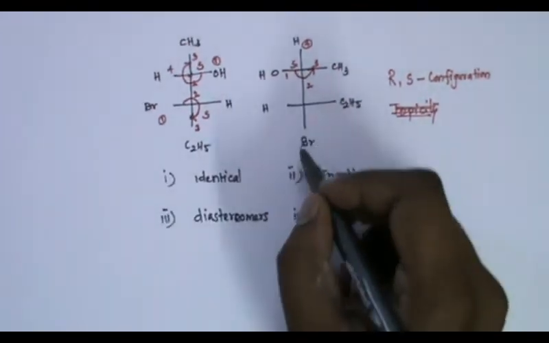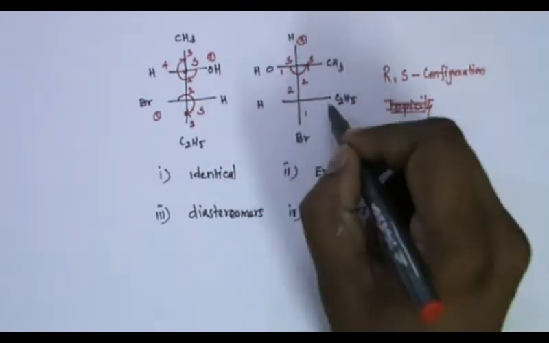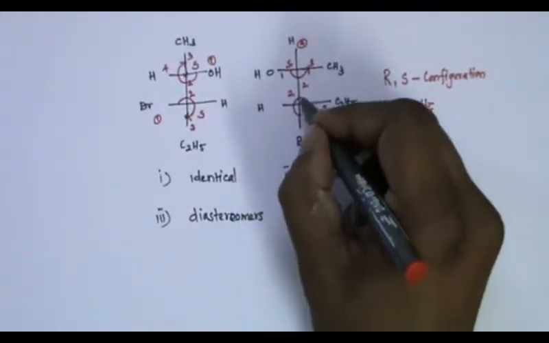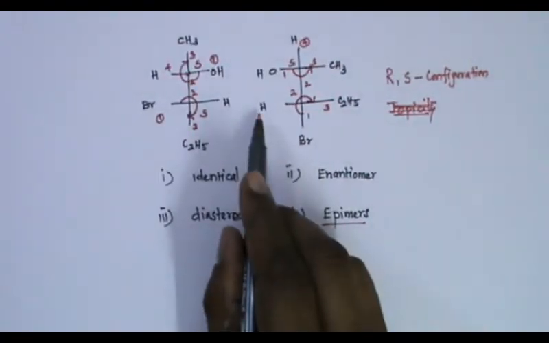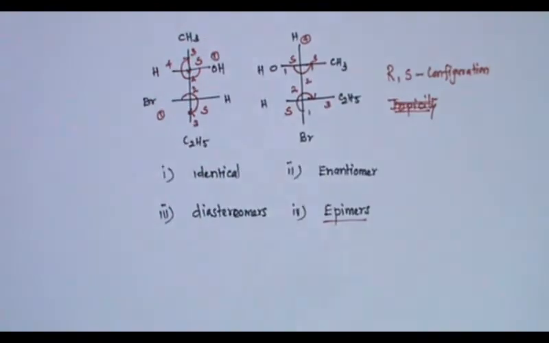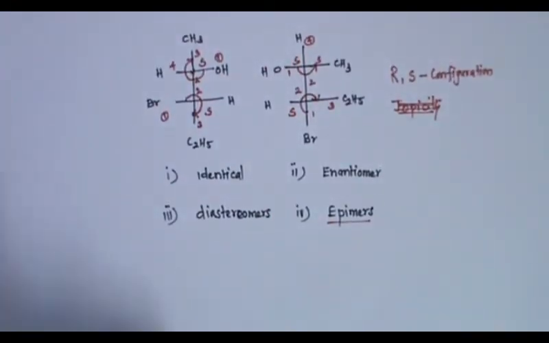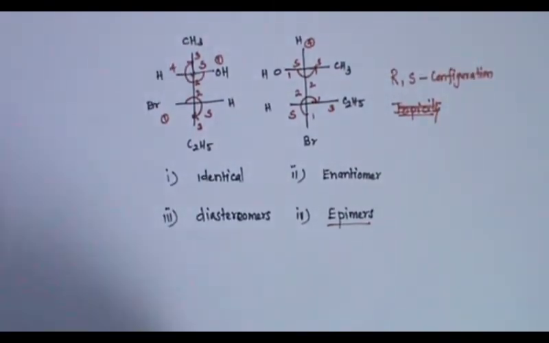I go for this. Br gets higher priority. The second one goes here. Third one goes for C2H5. Fourth one hydrogen. It is basically R. But the least priority is in the horizontal line, so I have to invert that. So all the chiral centers are S. The same compound has been given in this format. So they are identical.